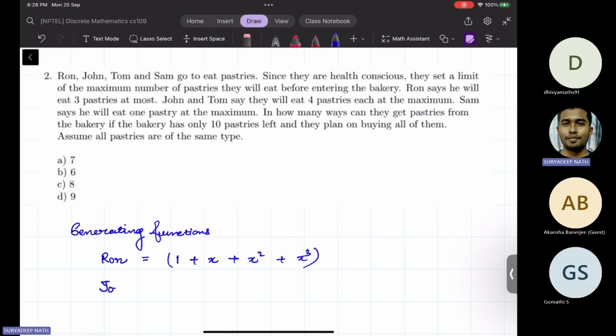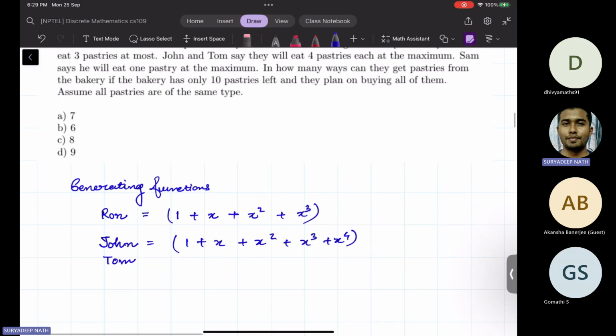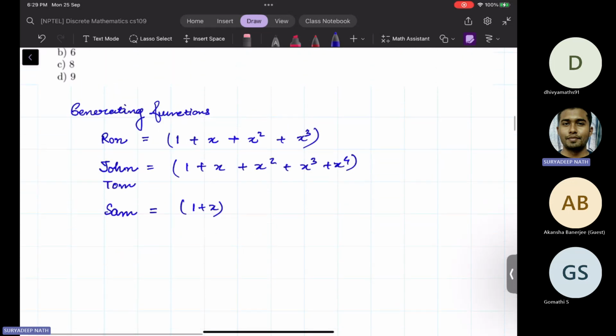For John and Tom both, they will eat at most 4. So it is 1 plus x squared plus x cubed plus x to the power 4. Since they are 2, this generating function is the same for both John and Tom. And for Sam, it is just 1 plus x.